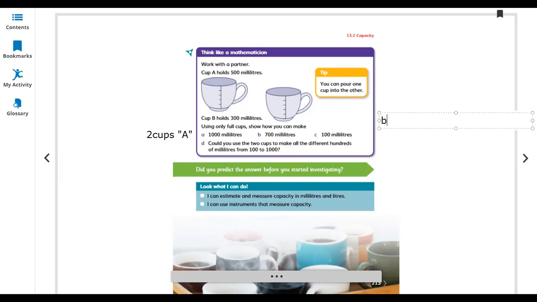First of all, for B, if you have 700 milliliter of water, first of all, you fill cup A. In cup A, how many milliliters come? 500. Yes. So fill cup A. When you're putting 500 in cup A, the remaining 200 is in the container. So pour it into B.